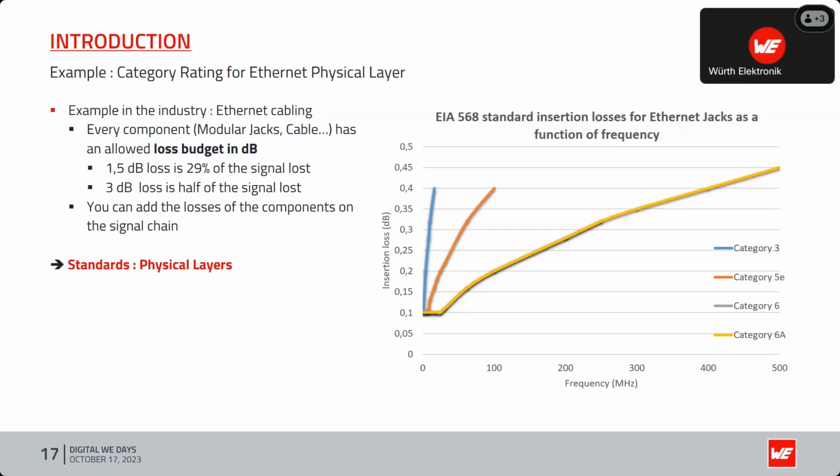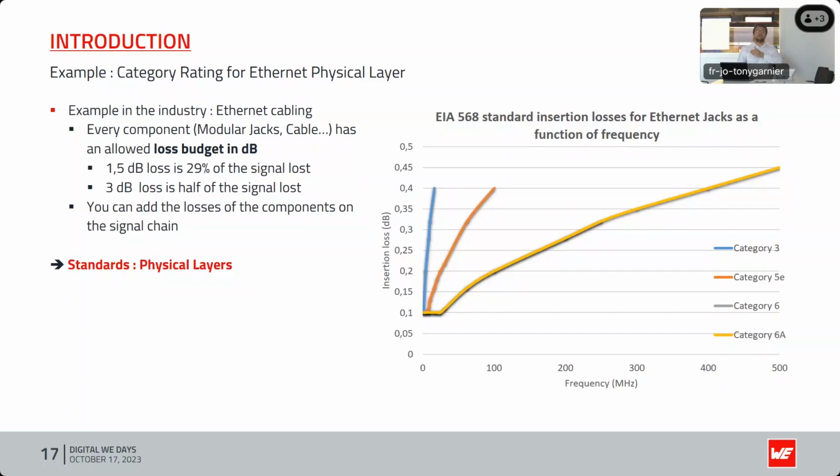So the application would be here for the Ethernet physical layer, the Ethernet categories. Actually, Ethernet categories are a definition for connector losses. Here is a plotted insertion loss allowed for a connector. So every component in the Ethernet cabling system will have a loss budget in decibels. For example, if you have a 1.5 dB loss budget, you lose about 1/3 of the signal. 3 dB, you lose half of the signal, and so on.